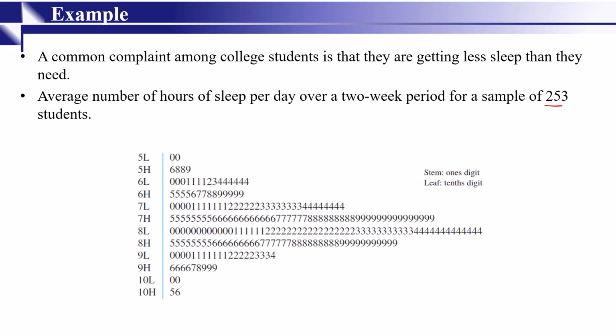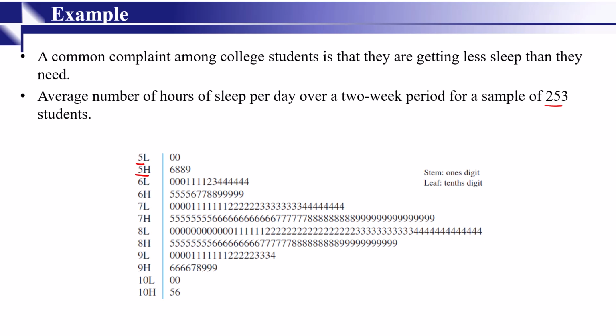The stem here, the first one, 5L, means the lower side: 5.0, 5.1, 5.3, 5.4, 5.5. And 5H means 5.6, 5.7, 5.8, and 5.9, right? So we have here 5.5, 5.6, 5.8, 5.8, 5.9, 6.0, 6.0, 6.0, 6.1, and the rest. From here, we have a stem and leaf display.